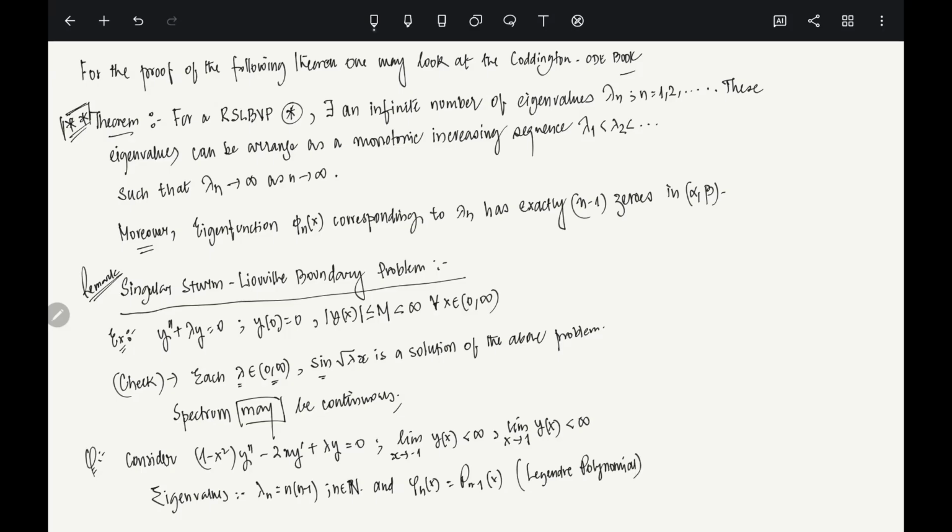Now, can you show this thing? Can you please check this part? Please try to do this part. I hope this is clear. Basically, what I am trying to say is that whatever theorems and properties we have proved are all for the regular Sturm-Liouville boundary value problem. In the next video, we are going to talk about a different kind of Sturm-Liouville boundary value problem, which is called the periodic Sturm-Liouville boundary value problem. With this, I am going to end this video.